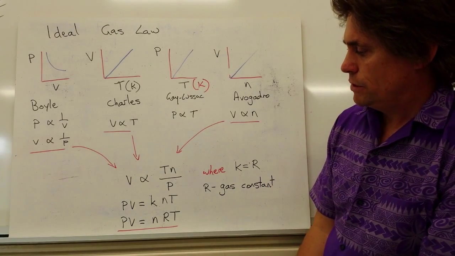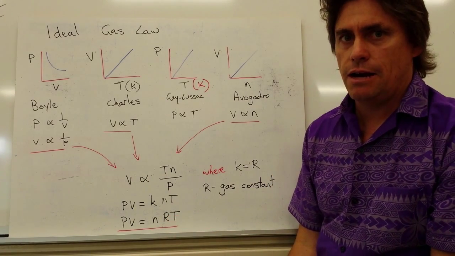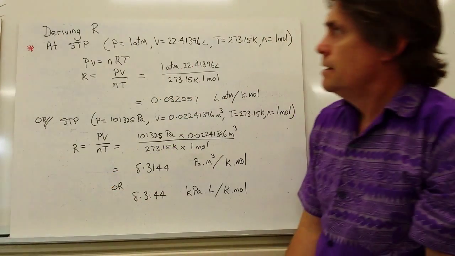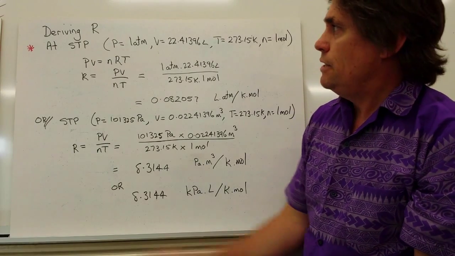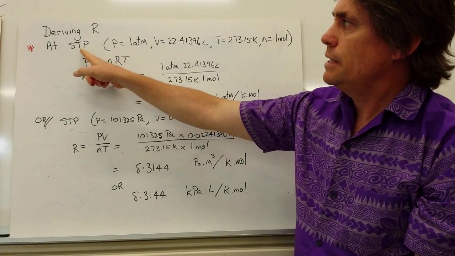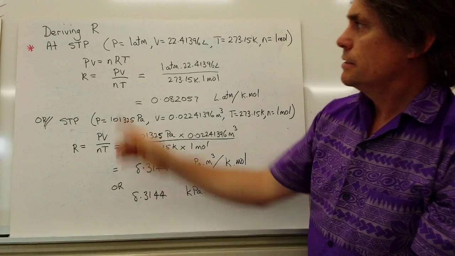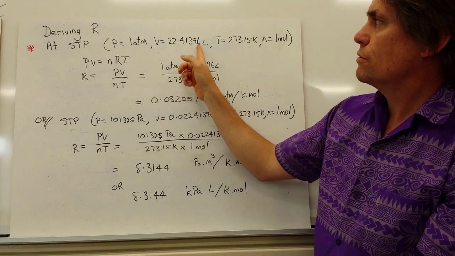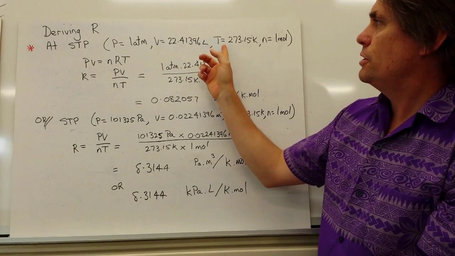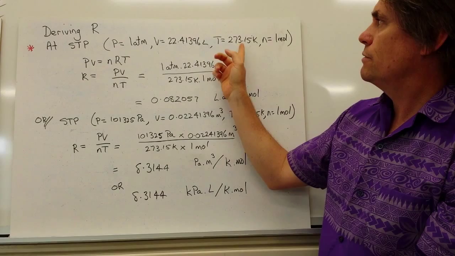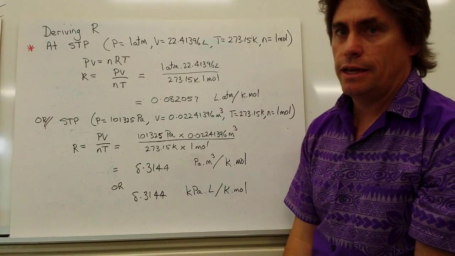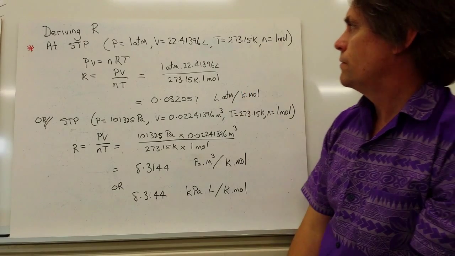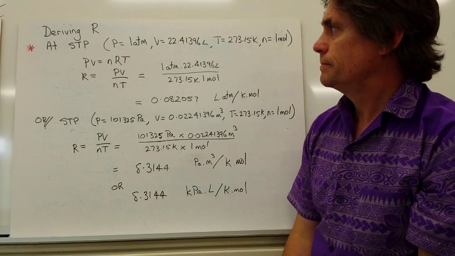So the next thing we have to do is work out what our value for R is. To derive our R value, we've got to take into account standard temperature and pressure. So we have 1 atmosphere, and our volume is 22.41396 litres, and our temperature at STP is 273.15 Kelvin. And we also have 1 mole of gas present as well.